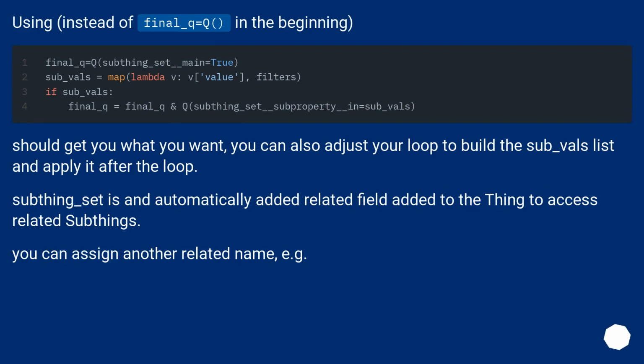Using, instead of final_Q = Q() in the beginning, should get you what you want. You can also adjust your loop to build the sub_vals list and apply it after the loop.